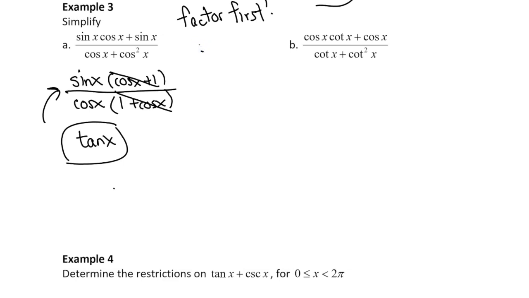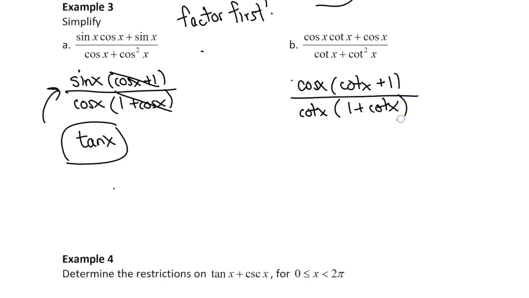Let's factor first, and let's take out a cos x. If we take out a cos x right here, we'd be left with cotan x plus 1. And on the bottom here, we could take out a cotan x, and we'd be left with 1 plus cotan x. Just like the last question, those bracketed values are equivalent to each other, so we're able to reduce those, and we're left with cos x over cotan x.